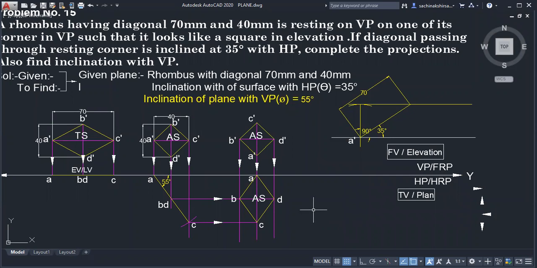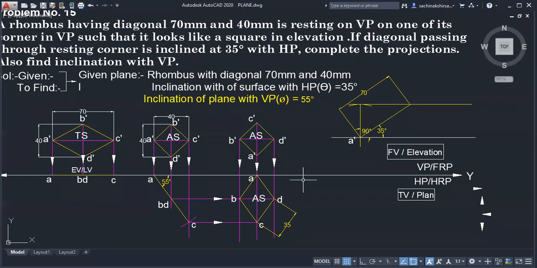Is point A remaining on XY till the end? Yes, sir. Just for cross-checking, what is the length of CD? Mine is 35. Any other? Yes, sir, 35. 34, 35. Okay, so you are correct.